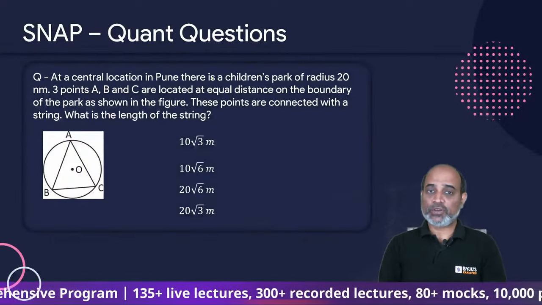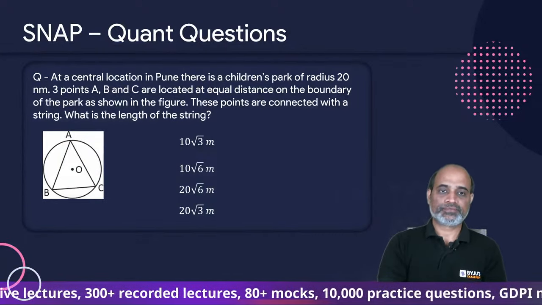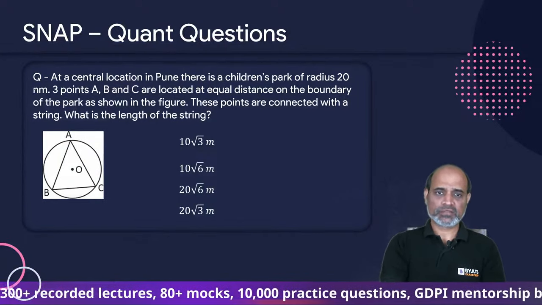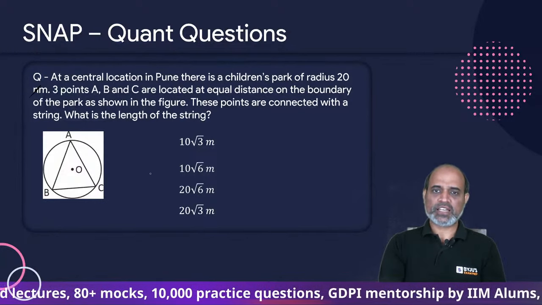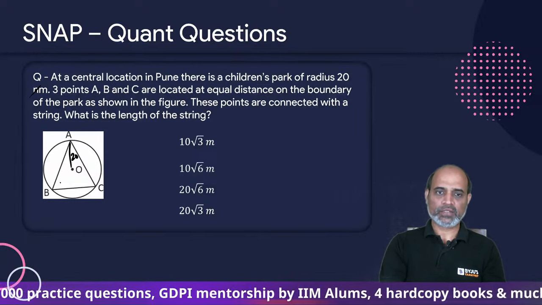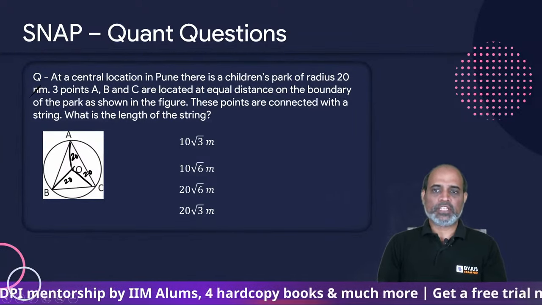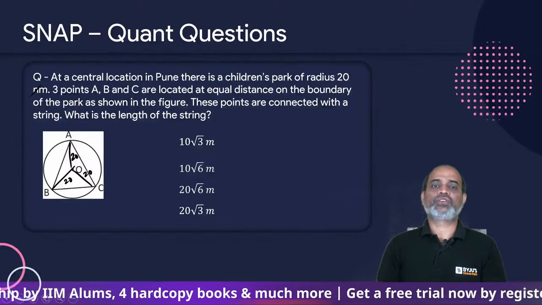Next, at a central location in Pune, there is a children's park of radius 20 meters. Three points A, B and C are located at equal distances on the boundary. So this is 20, 20, 20. These points are connected with a string. What is the length of the string?